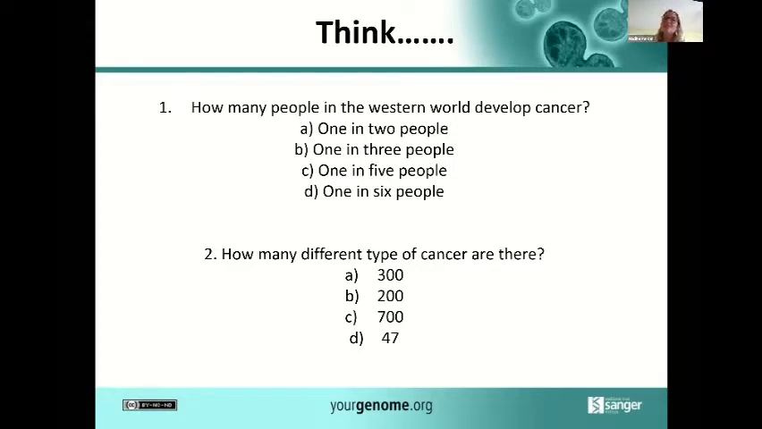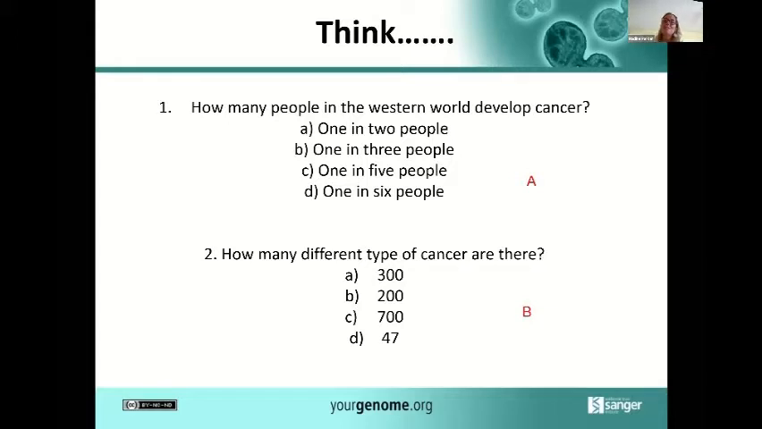So the answer to the first one is actually 1 in 2. A generation ago, so when I was sort of in school age, it was 1 in 3. But that has increased quite rapidly in the last sort of 15 years. So 1 in 2 people will develop cancer. Obviously not everyone of that will die. Lots of people will get cured, but about 50% of people will suffer it at some point in their life.